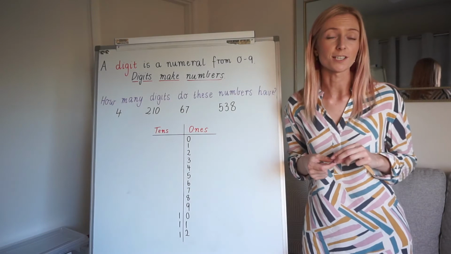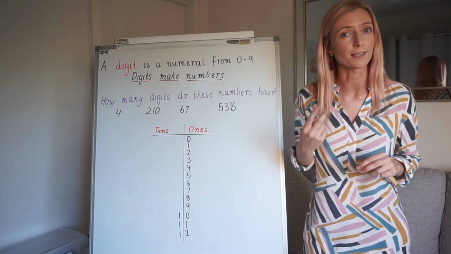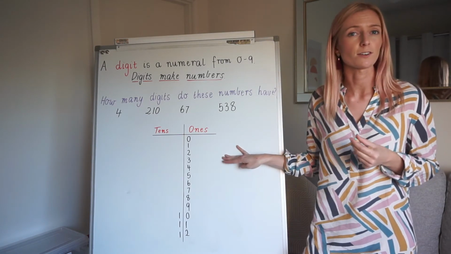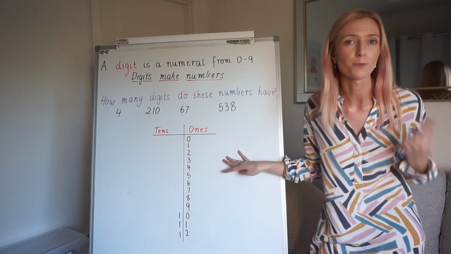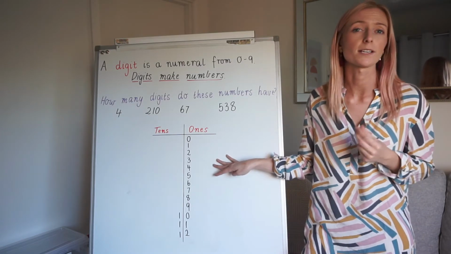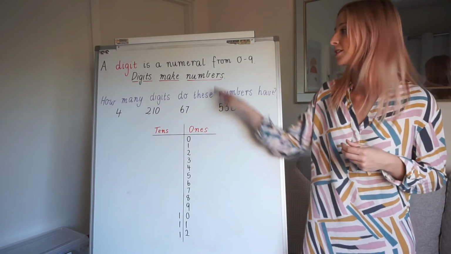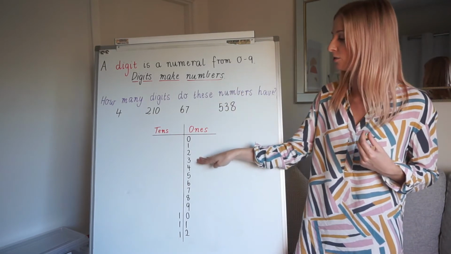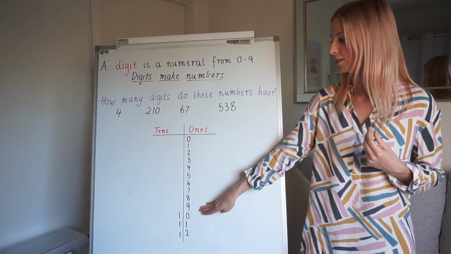Now we know what a digit is and that digits make up numbers, we can start looking at two-digit numbers specifically. As you can see here, I've begun a place value chart. A place value chart is something that you will probably see in your primary school education the whole way through. So we always start our place value chart with a ones column. The ones column refers to those single-digit numbers that we just discussed: 0, 1, 2, 3, 4, 5, 6, 7, 8, 9.